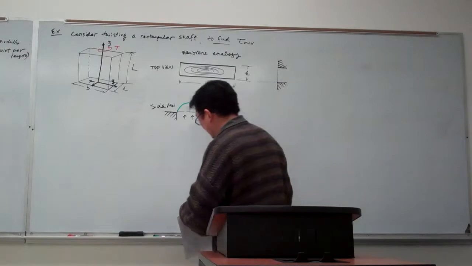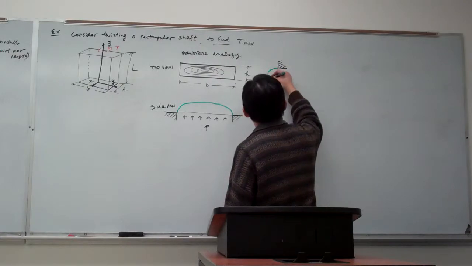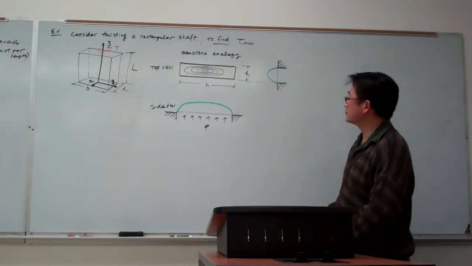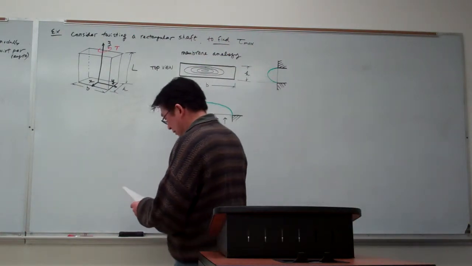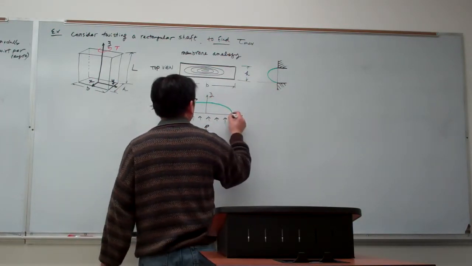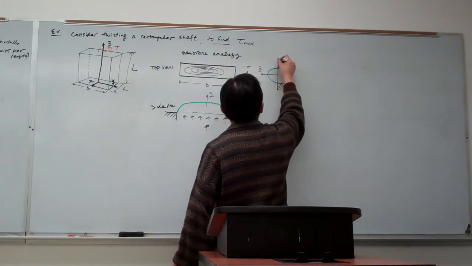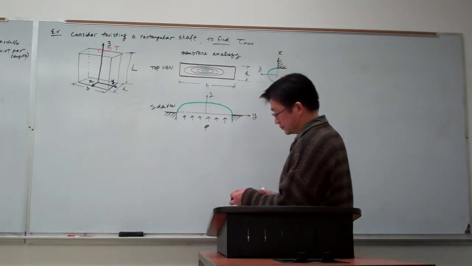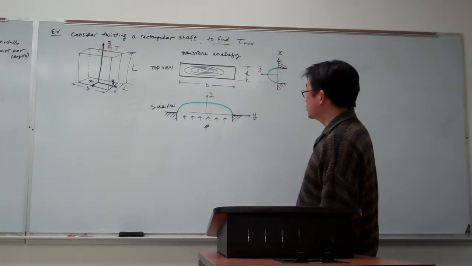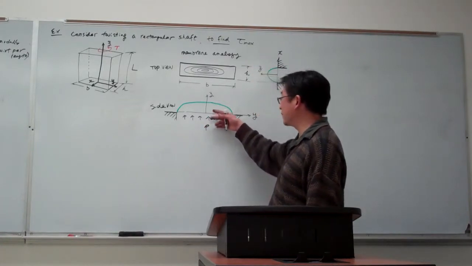So the deflection from this view will be like this. The coordinate systems: this is Z and this is Y, and this is Z and this is X direction. Okay, so now I will apply the analogy tables and do something about this one.